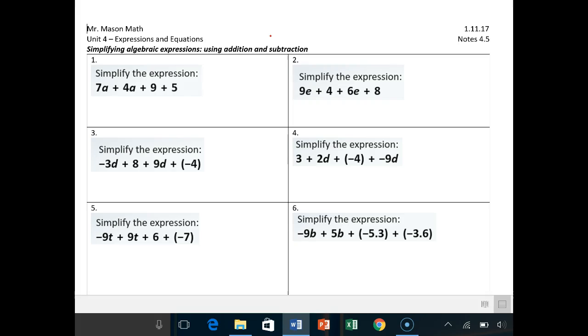So remember, your two integer rules for adding and subtracting are SSAK, same signs add keep, and DSSM, different signs subtract, keep the one that we have more of, okay?